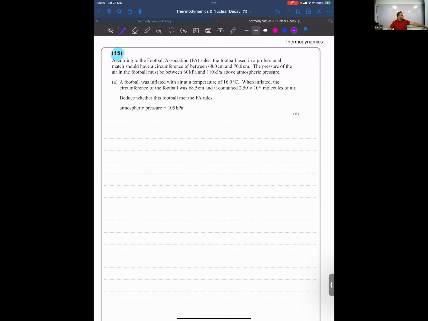Which table is that? That one. Then this one. Can you please move to that? This one.